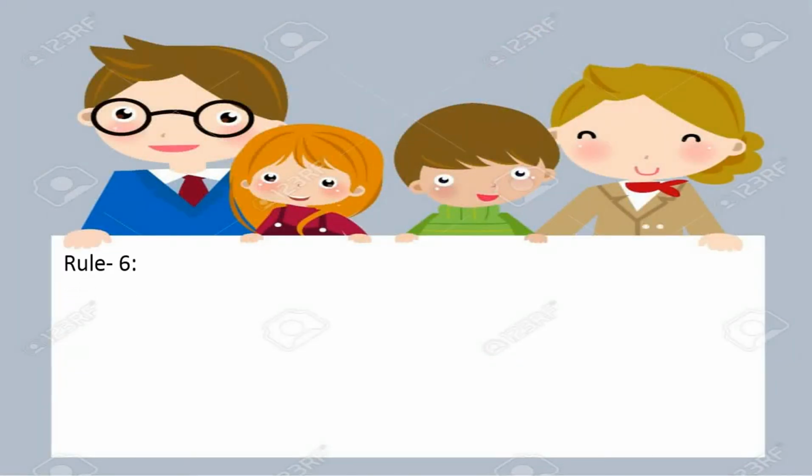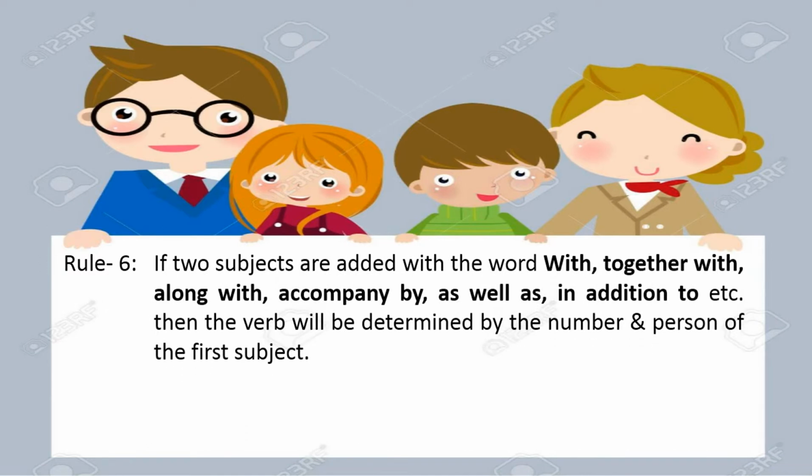Now it is time to know about rule 6. Okay, so let's go through the rule. If two subjects are added with the words with, together with, along with, accompanied by, as well as, in addition to, etc., then the verb will be determined by the number and person of the first subject. So you have to follow the first subject. If the first subject is singular, then the verb will be singular, and if the first subject is plural, then the verb will be plural.